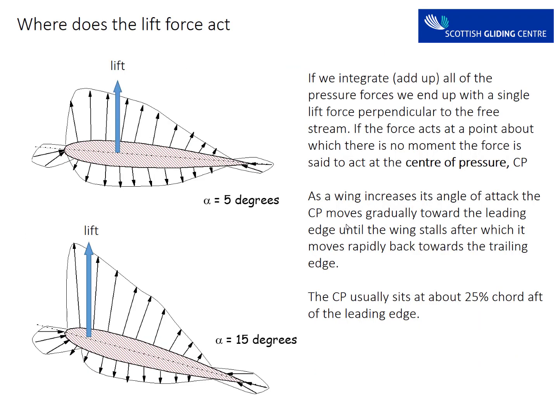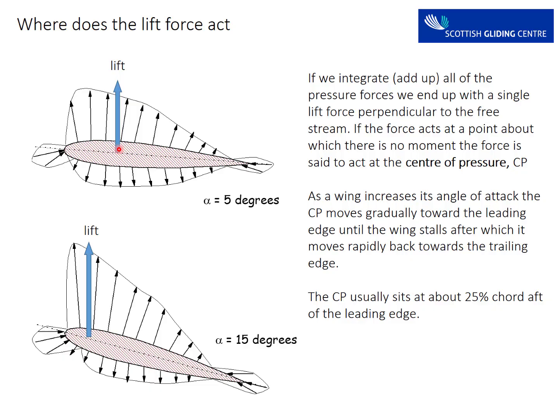So we've seen that we can generate a lift force on an airfoil by changing the pressure around the airfoil and generating a pressure difference. But now we've generated that lift force, where does it act? Well, we can calculate the lift force that we generate by taking the pressure and multiplying it by the area. If we take the pressures around the airfoil and multiply them by the area over which they act, we can calculate the total lift force.